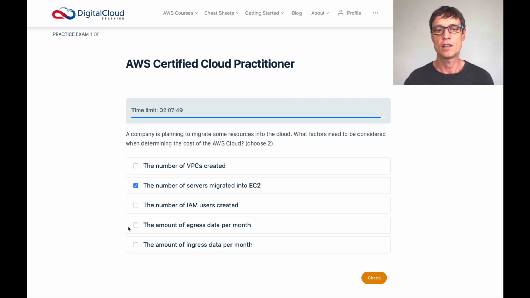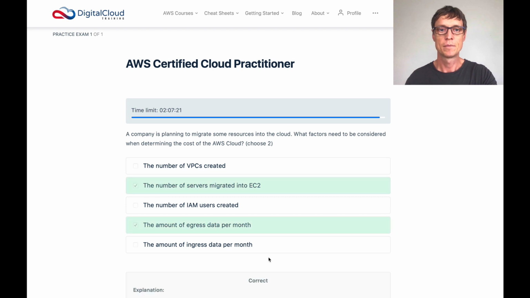The next one is the amount of egress data per month. So egress means data going out of the cloud, whereas ingress would mean data that you're uploading into the cloud. So you never pay for data that you upload to AWS, but in most cases you do pay for the data that you send out of AWS. So the amount of egress data per month is a factor in terms of cost. And like I said, for ingress you don't pay. So these are the 2 correct answers.